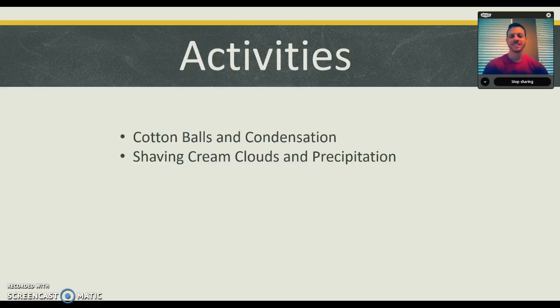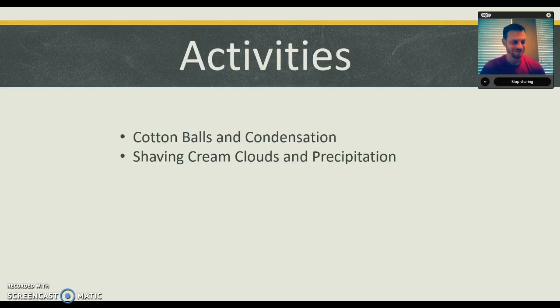Okay, and then you're just going to grab a couple of your cotton balls and you're going to drop them into the water. And you're going to see those cotton balls soak up that water. And this just shows you the absorption, which is basically condensation. That's how it works. The clouds just get all that evaporation.